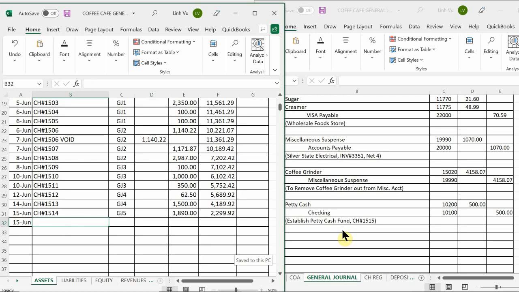June 16th. Check number 1515. GJ5. 500. 500 where? It is a decrease in the balance, which means the credit side. Okay? 1799.92. Okay?